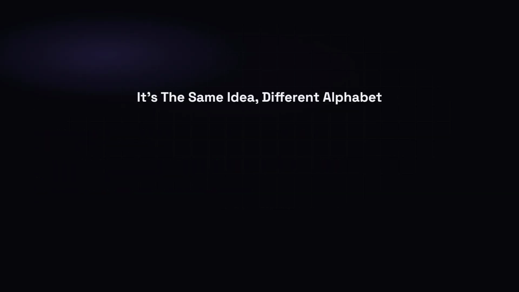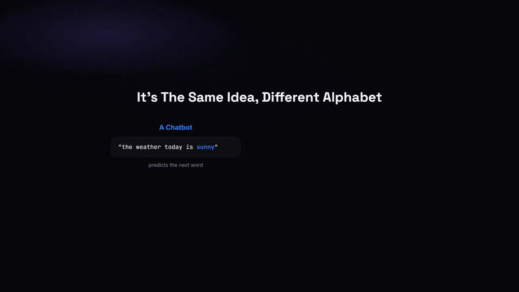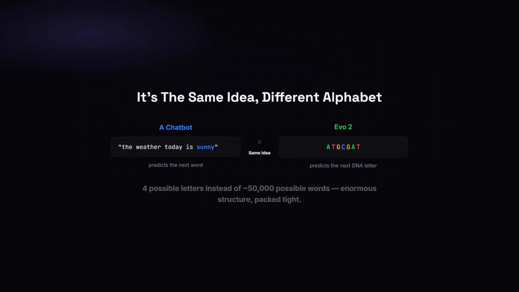To understand how this is possible, you have to understand what Evo2 actually is. It's not a chatbot. It's a genome language model, built by the Arc Institute and NVIDIA, with collaborators at Stanford, Berkeley, and UCSF. Where a normal AI model learns to predict the next word in a sentence, Evo2 learns to predict the next letter in a strand of DNA, A, T, C, or G. Same underlying idea, completely different alphabet. And because DNA only has 4 possible letters instead of tens of thousands of possible words, the model can pack an enormous amount of biological structure into every single prediction it makes.